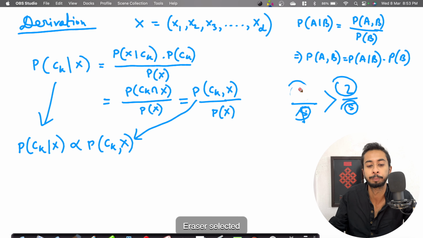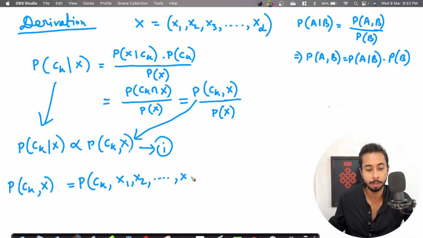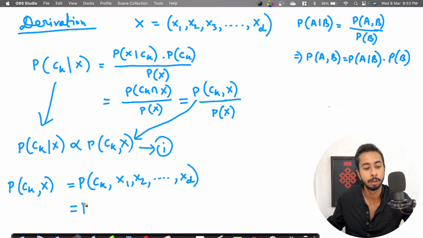So after we have discarded it, what we have is this. So let's say this is equation 1. Okay, now let's say probability of ck comma x equals to, we can simply expand it, ck comma x1 comma x2 likewise up to xd. We can write it, right? We are simply expanding the x, which is equal to, I'll just interchange the value. I'll write x1, x2, likewise up to xd comma ck.